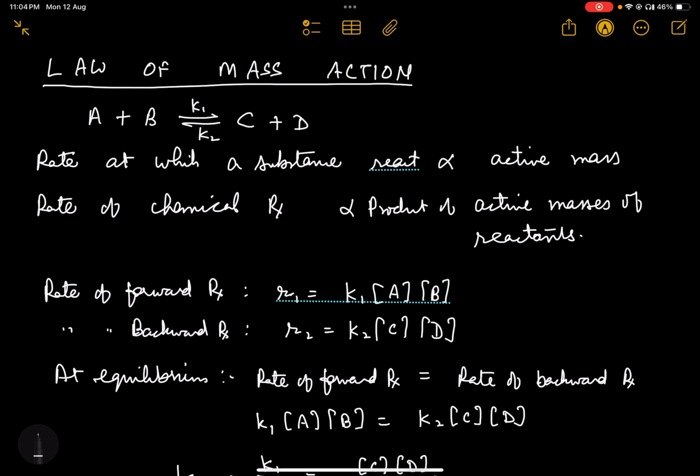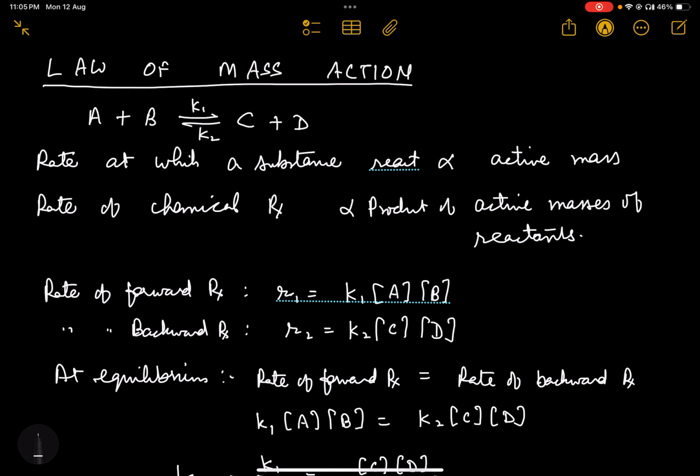The law of mass action states that the rate at which a substance reacts is proportional to its active mass. Active mass is the molar concentration. And the rate of a chemical reaction is proportional to the product of active masses of the reactants.